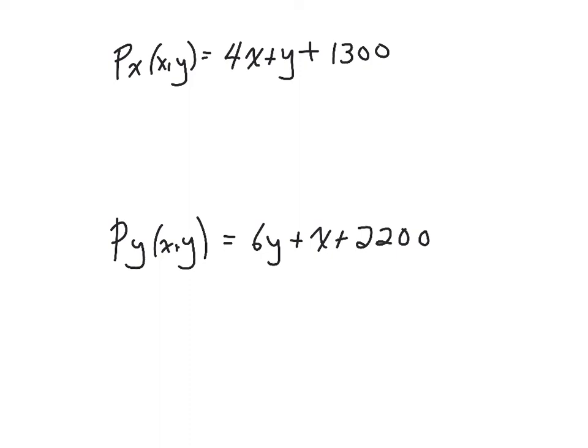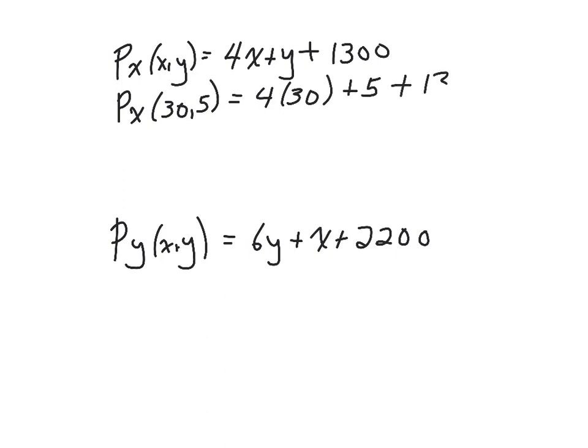Here are our two partial derivatives, P sub x, the derivative with respect to x, and P sub y, the derivative with respect to y of the profit function. The question asks us to evaluate it at x is 30, y is 5. So we're going to say P sub x at (30, 5). Everywhere we have an x, we substitute 30. Every place we have a y, we substitute 5, just like we've been doing all along. And this totals 1425. It's the profit, so it's in dollars.